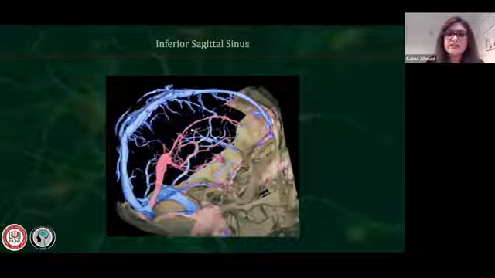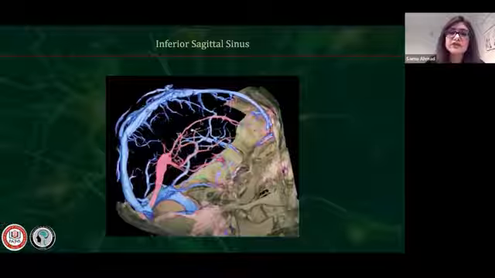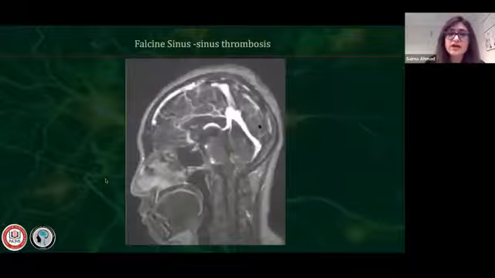Then the inferior sagittal sinus. The inferior sagittal sinus, sometimes you can see, sometimes you don't see. This is again the 3D reconstruction of the venous angiogram. So this is the inferior sagittal sinus. It runs under the free border of the falx, and it ends in the straight sinus, and it is very close to the vein of Galen. The other parts: this is the deep venous system, and this is the basal vein. So this is the inferior sagittal sinus.